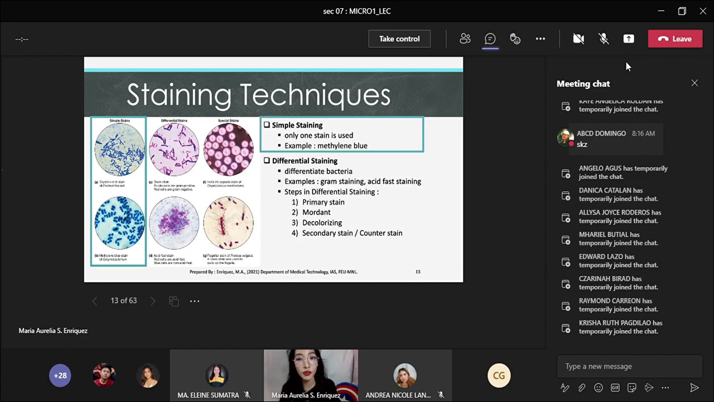Next is differential staining. Alright, so differential staining, this is the technique that we usually perform in the laboratory. So this method aims to differentiate bacteria into separate groups. So for example, kung sila ba ay gram-positive or negative, or if they are acid-fast or non-acid-fast. And so dito po natin magagamit yung technique of differential staining.